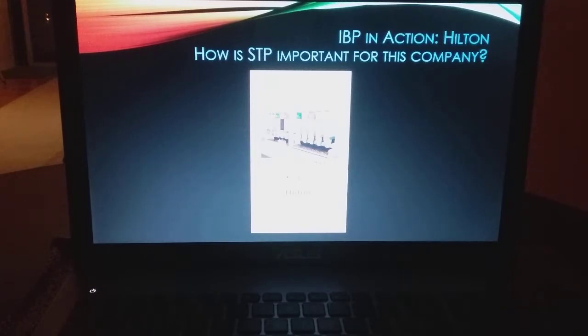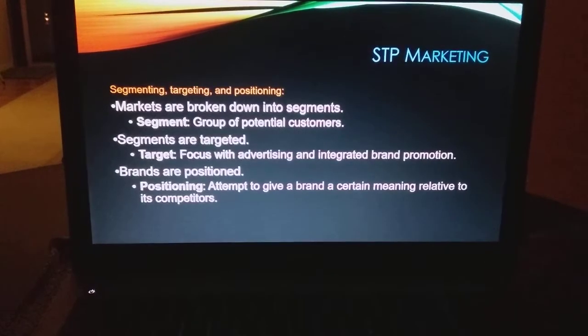Hilton Hotels. So we're going to talk about segmenting, targeting, positioning, and how this is just an example of how Hilton Hotels uses it. You can take a look at it a little bit closer and think about that to yourself. Okay, so segmenting, targeting, and positioning, STP marketing.